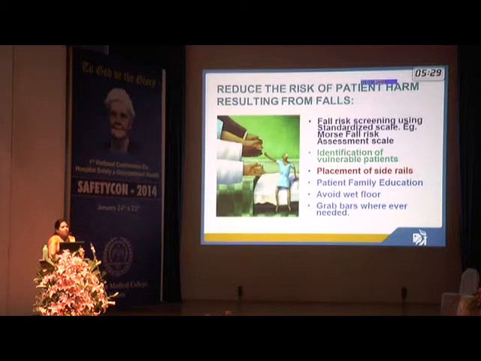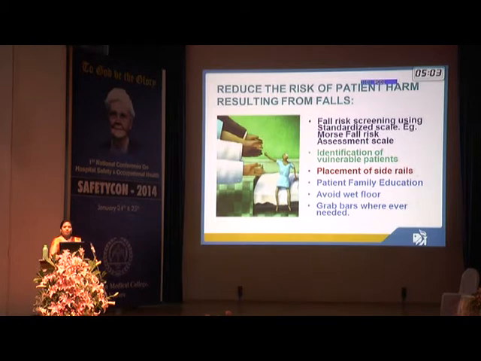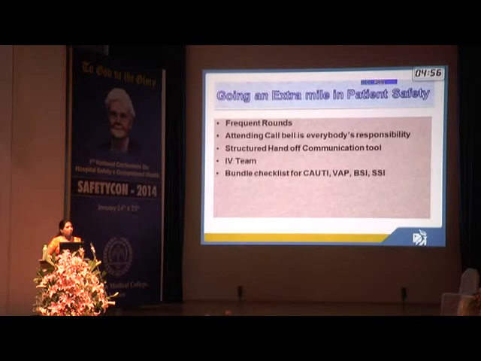Reduce the risk of patient harm resulting from falls. Now, fall risk screening and assessment, which I'm sure is becoming part of everybody's culture. Identifying vulnerable patients, that's patients above 65 and kids less than 16 years old, and the fresh post-operative patients, patients with a lot of comorbidities, patients with some medications, who can be considered as vulnerable patients. Placement of side rails, which is a mandatory requirement for the accreditation hospitals. Patient and family education, which is very important in prevention of falls. Avoid wet floor, grab bars wherever it is required when the patients are moving.